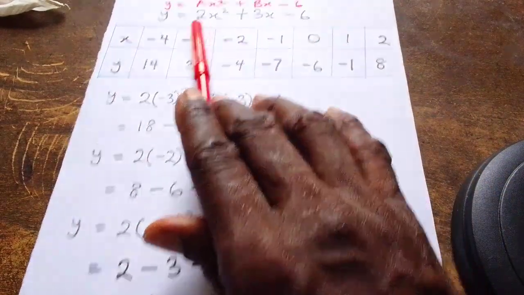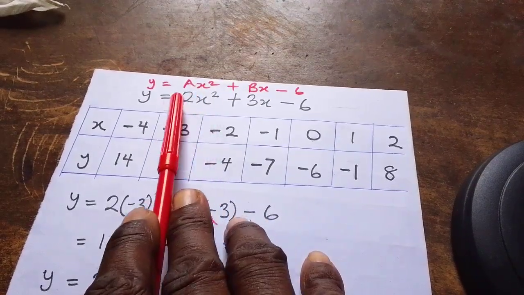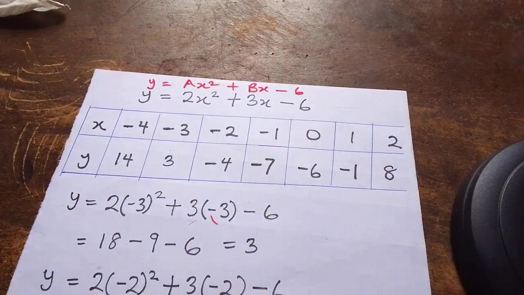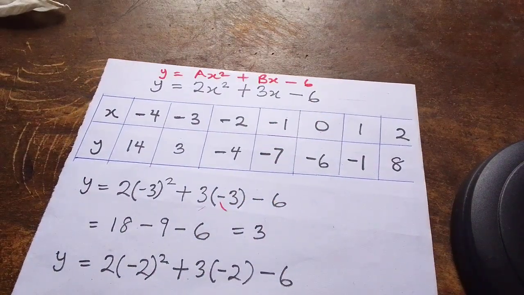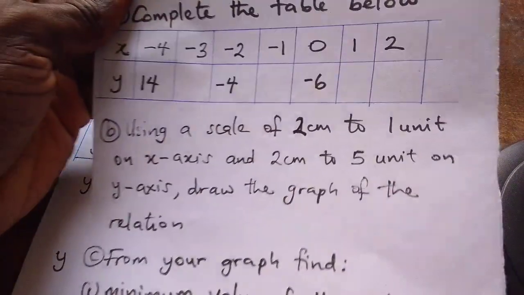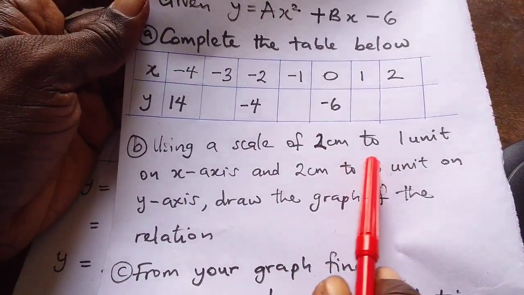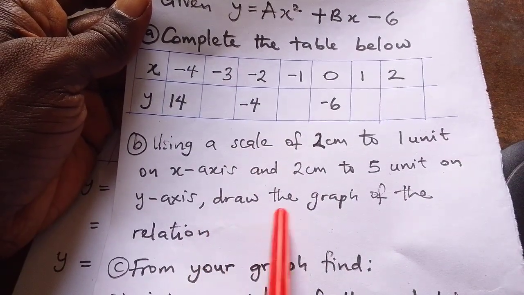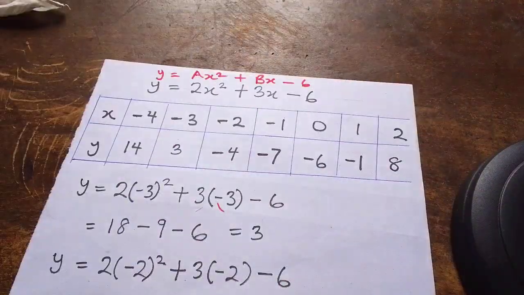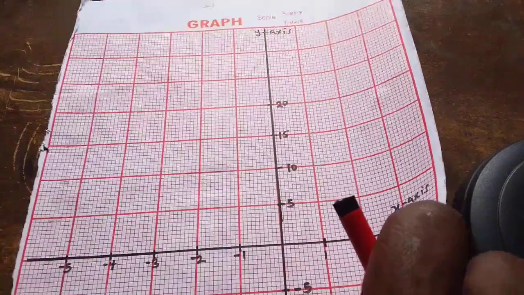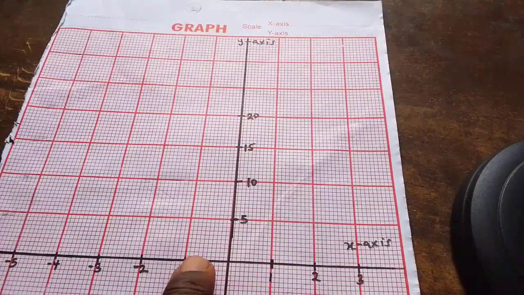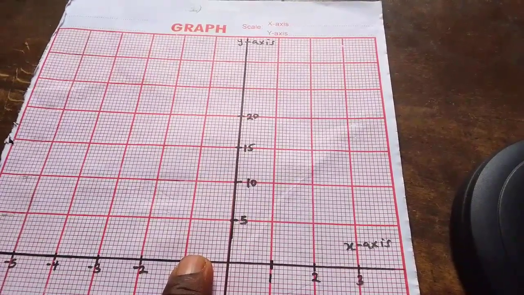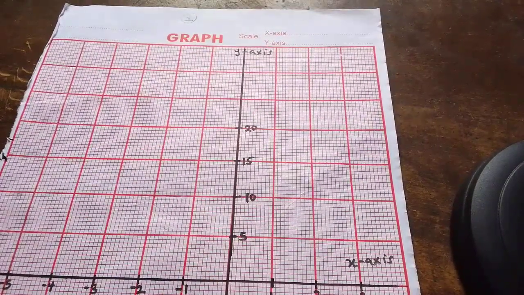So using this formula, the quadratic equation 2x squared plus 3x minus 6, after doing that, let's now draw the graph. The question says that using a scale of 2 cm to 1 unit on the x-axis and 2 cm to 5 units on the y-axis, draw the graph of the relation. So this is my graph. You can see between one thick line to the other thick line, I'm having 10 lines. So this is a 2 cm by 2 cm graph.